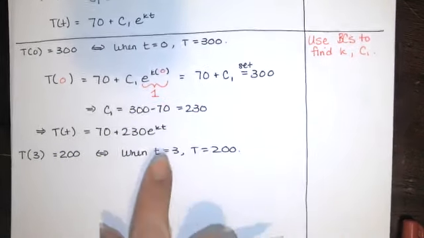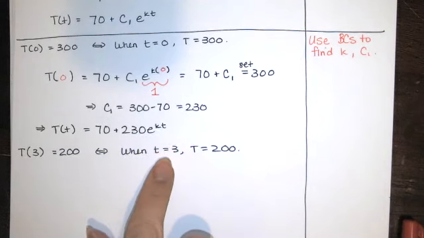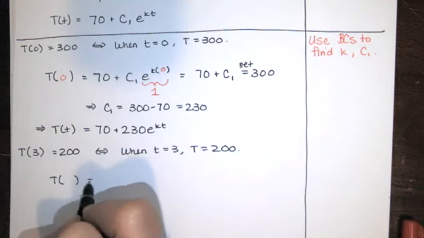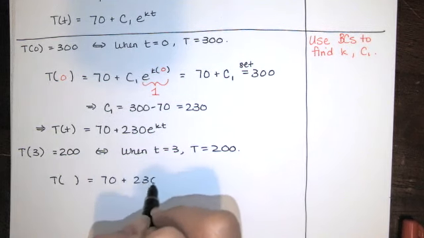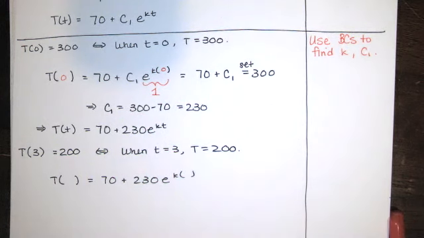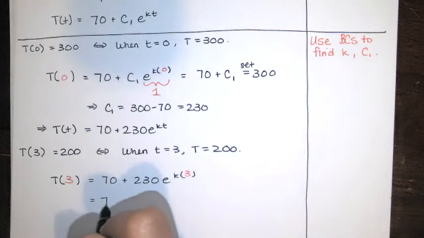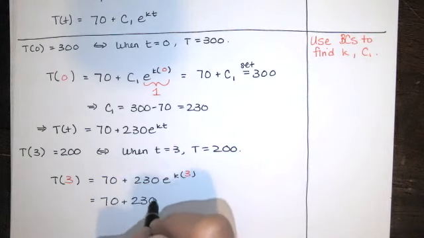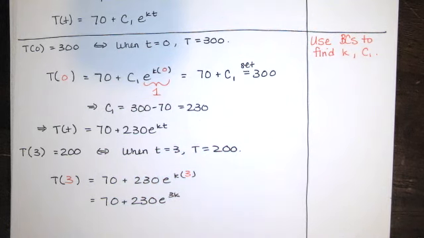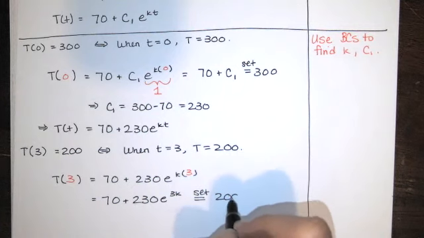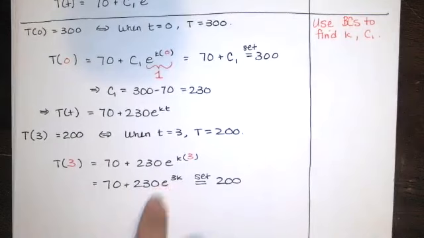Okay, so we can replace lowercase t with 3 and set capital T equal to 200, and then we'll have an exponential equation that we can easily solve for K. So we have T of 3 equals 70 plus 230 times e to the K times 3. And that has to be equal to 200. So we're saying to ourselves, well then in that case, what does K have to be?